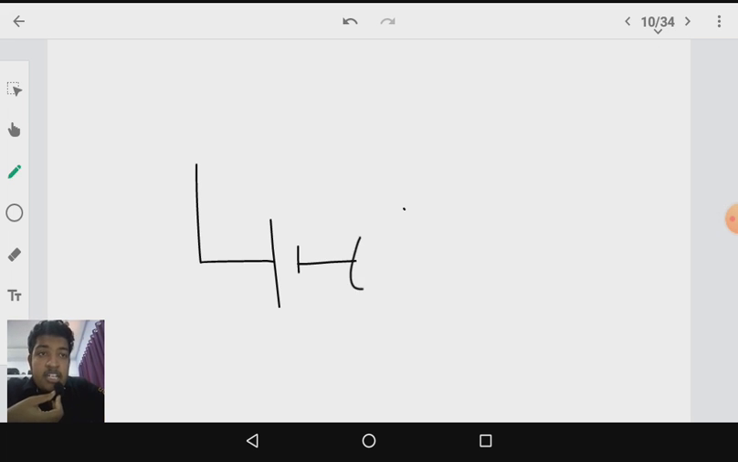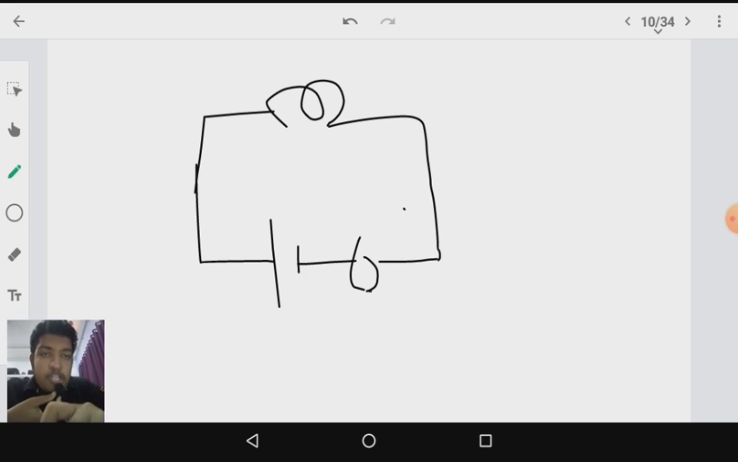Okay, so now let us start constructing a simple circuit, which consists of a bulb, a switch and a battery. A simple circuit. So first of all, I'm going to start with the cell. This is a cell, a switch, and now I'm going to connect it to a battery, sorry, a bulb. So this is the circuit.